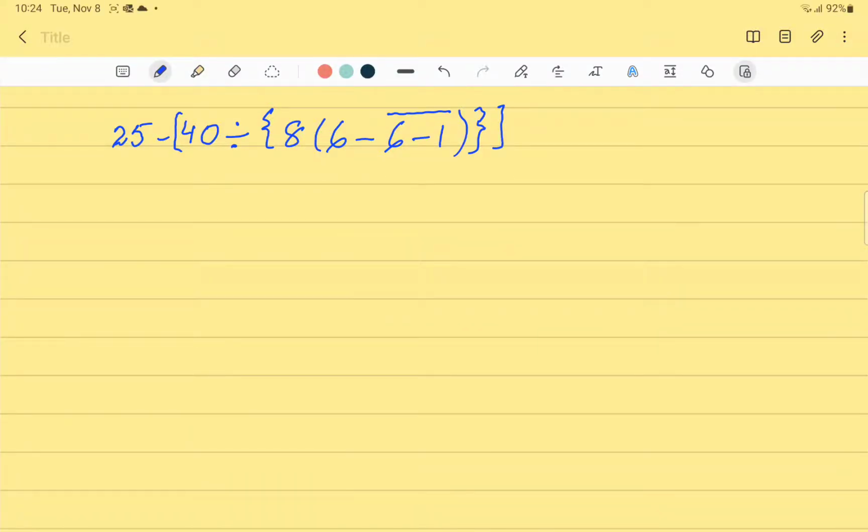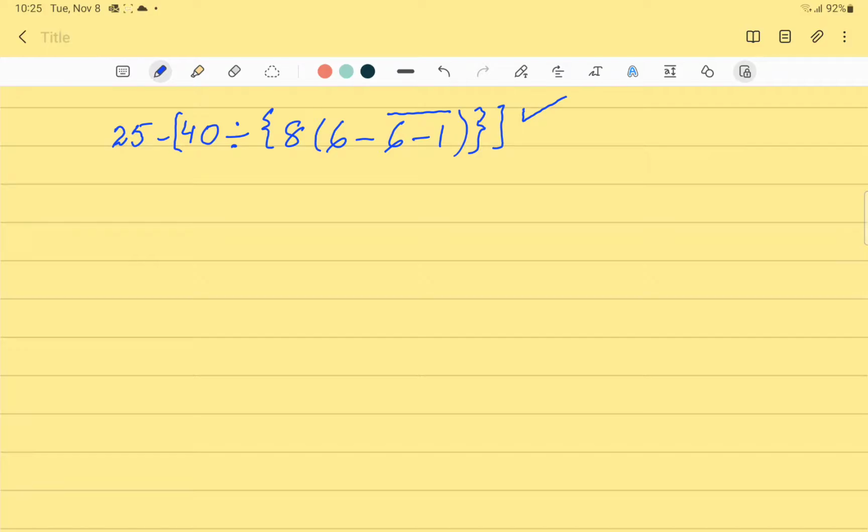In this video, we are going to evaluate the given arithmetic expressions by applying the BODMAS rule. If you want to understand the BODMAS rule in detail, then you can watch one of my videos, the link of which is given in the description of this video. So let's move toward the solution of this question. The question is this one. We are going to evaluate this expression with the help of the BODMAS rule.